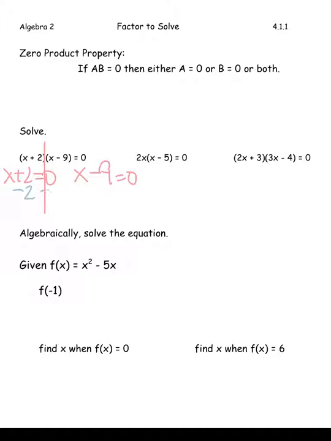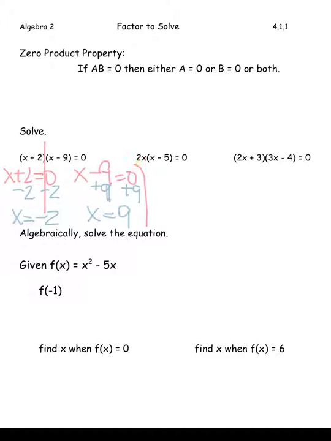I have to subtract the 2. So x equals negative 2. Or I have to add the 9. So x equals 9 is the other solution. Two solutions when we're solving for x, same as when we solve by undoing. Okay? Or beside it here, even this one looks like a greatest common factor of 2x was taken out, but the same thing is true.